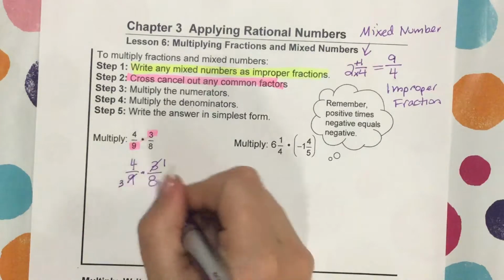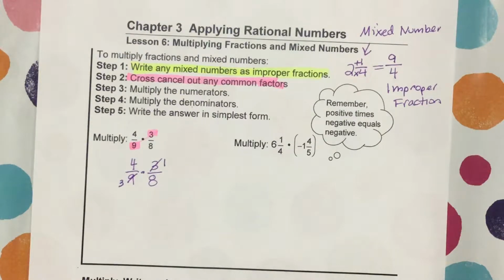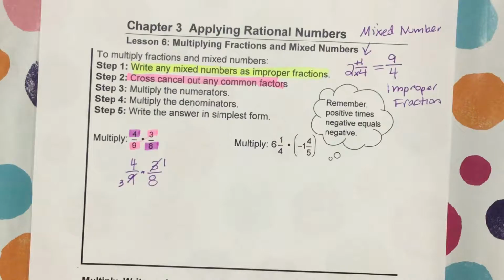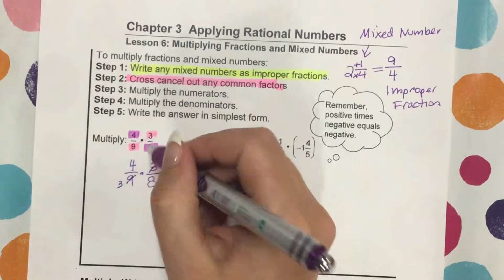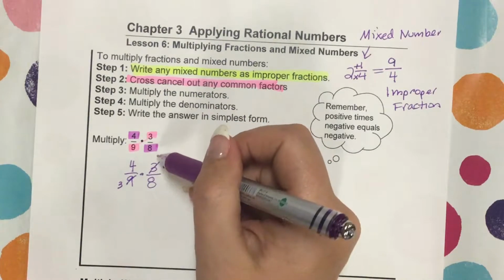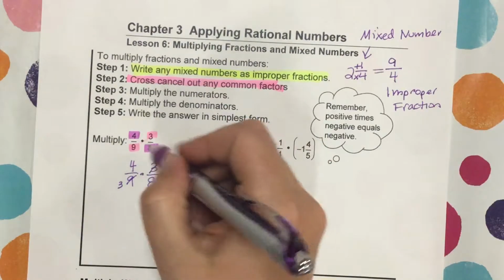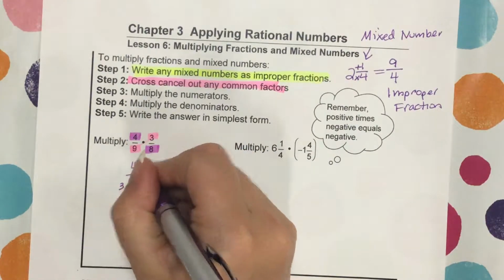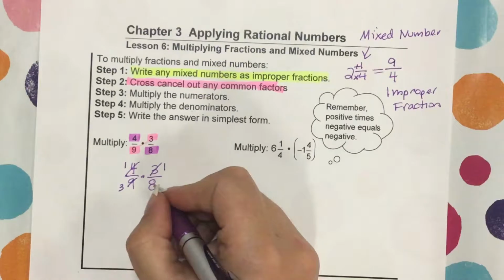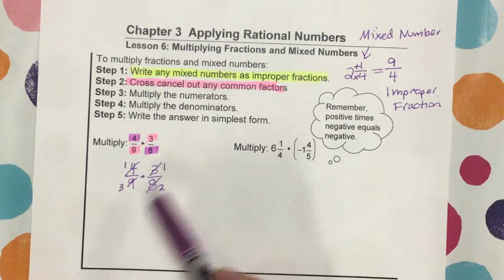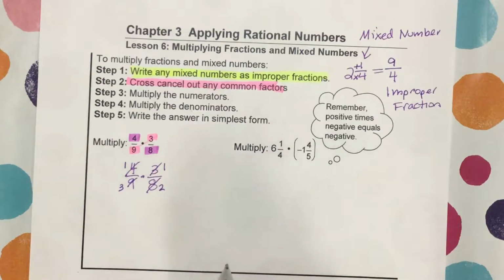Then we look across this way at the 4 and the 8. And we say, hey, is there a number that goes into both 4 and 8? Well, we know that they're both even, so we know automatically 2 goes into both of them. But is there a bigger number? And yes, 4 goes into both 4 and 8. So let's look at it. How many times does 4 go into 4? One time. How many times does 4 go into 8? 2 times. So we now have canceled out all of the common factors.